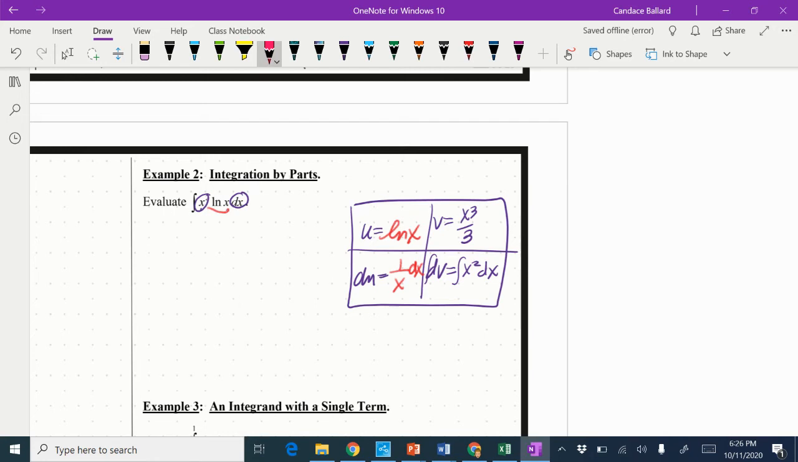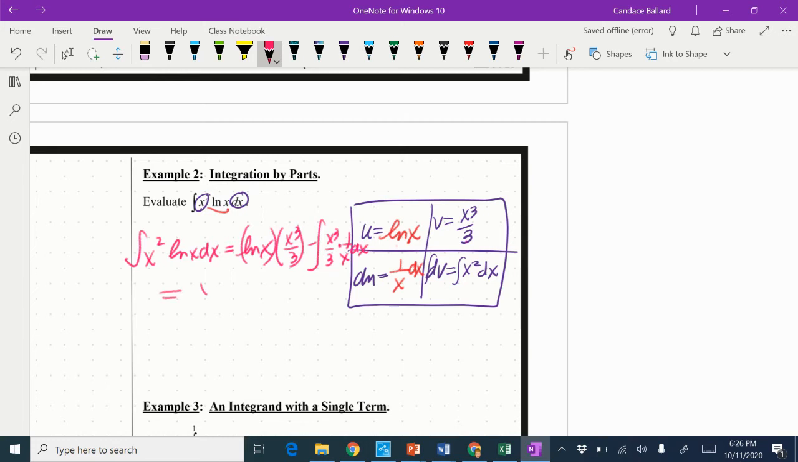All right, we're going to fill in our formula. So we know the integral of x squared natural log of x dx equals ultraviolet voodoo. So u, natural log of x, v, x cubed over 3, minus the integral of v, which is x cubed over 3, du, which is 1 over x dx. I totally squished that in.